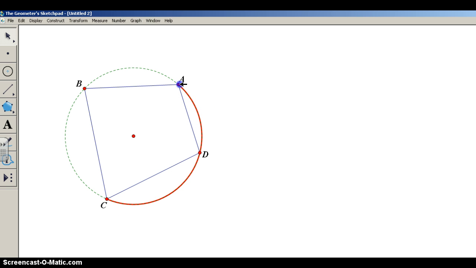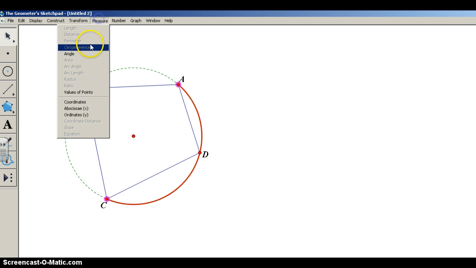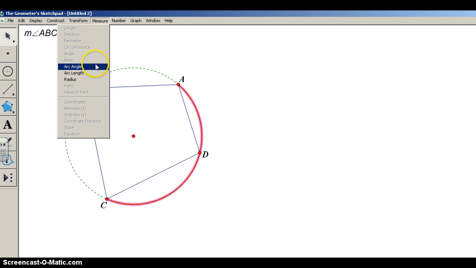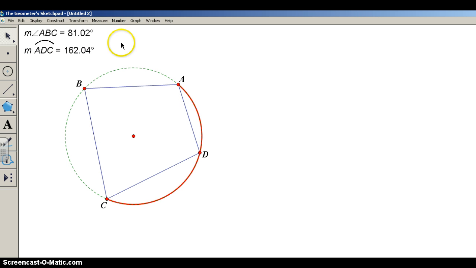Now, we can verify that this angle is in fact half of the arc. So we can measure the angle, see that it's 81.2. Let's measure the arc, 162. So approximately, definitely double. You can see those are pretty good numbers. Now, thinking in terms of the actual quadrilateral, let's hide this. So we're looking at this circle and then the quadrilateral inside.